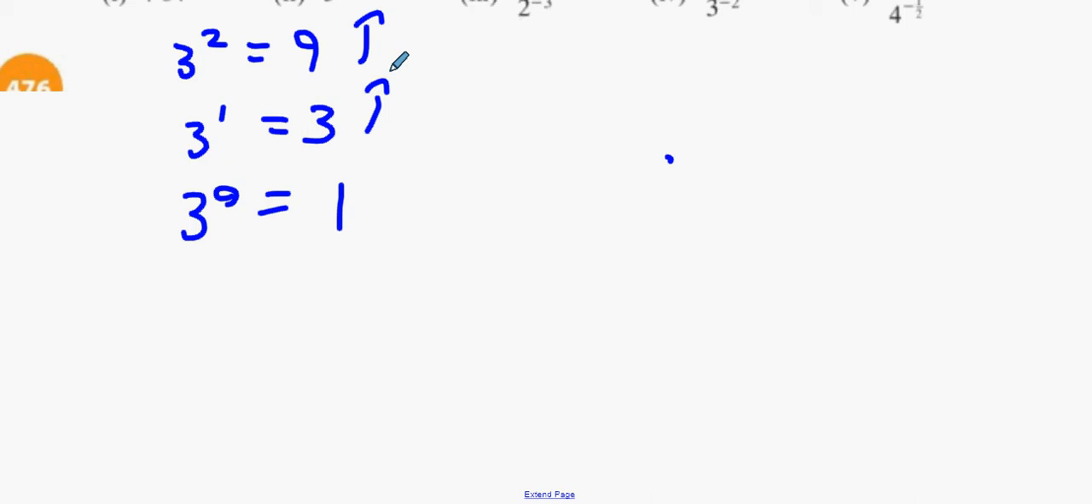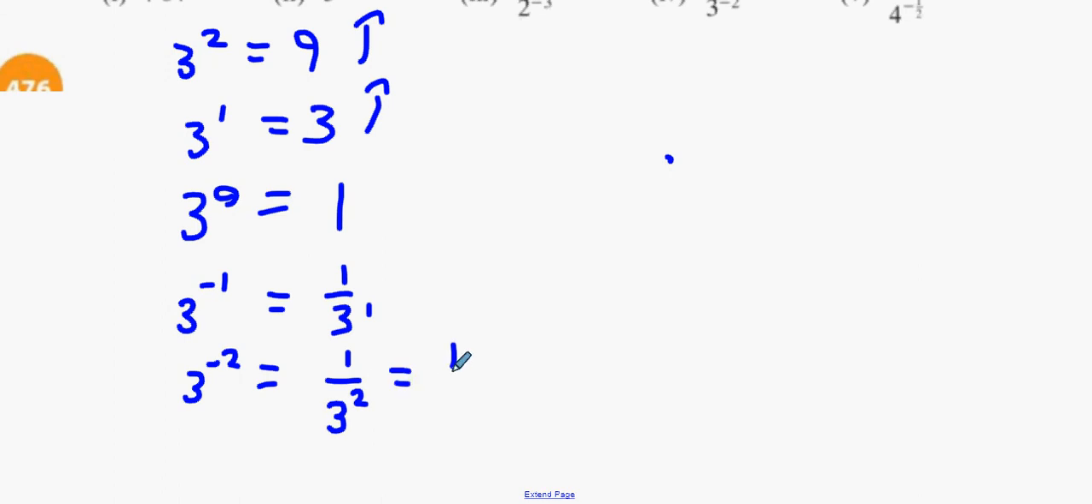However, what happens when it goes negative? 3 to the power of minus 1, anybody? 1 over 3. 3 to the power of minus 2, anybody? 1 over 3 squared, which is actually 1 over 9. Do you see the way it's symmetrical? 3 to the power of minus 2 is 3 squared upside down.